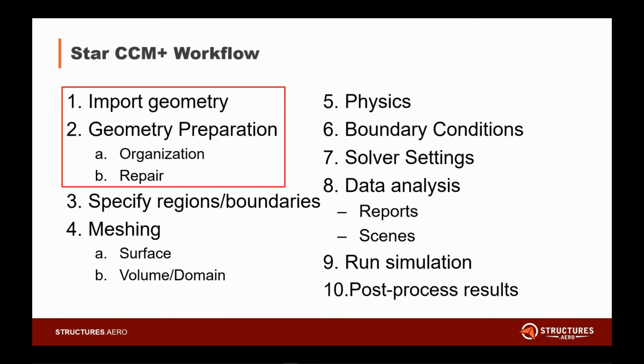And then after you've processed all your geometry into a good surface, you may want to continue processing the surface. So there's more meshing that you can do to get a good surface mesh. And then once you're finally happy with the surface mesh, you move on to meshing the volume or the domain. And then of course, physics, boundary conditions, solver settings, setting up your reports and scenes, and then running. And then post-processing results, that's a whole other webinar.